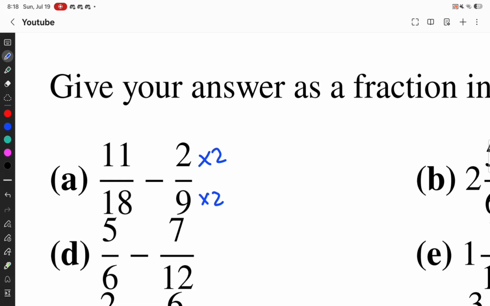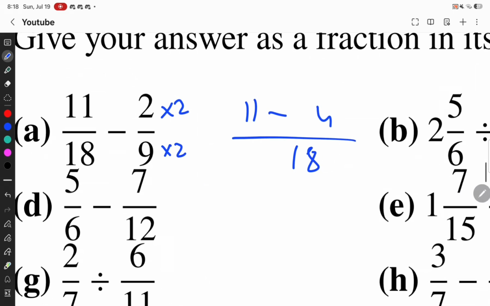Here you can do this method the same. The denominators will become the same, 18. Here we have 11. This is untouched, and then negative 2 times 2 is equal to 4. 11 minus 4 is equal to 7. So this is 7 over 18.